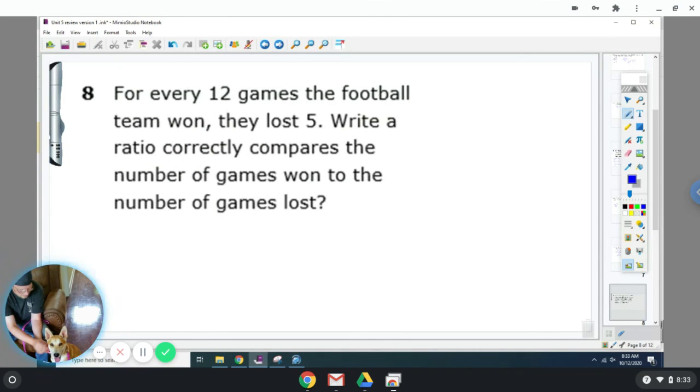All right, number 8. For every 12 games the football team won, they lost 5. Write a ratio comparing the games won to the games lost. So they won 12 games, so that'll be on top since that comes first, over the 5 games they lost. So it'll be 12/5. You can also type it in the computer as 12/5. Or you can do 12:5.